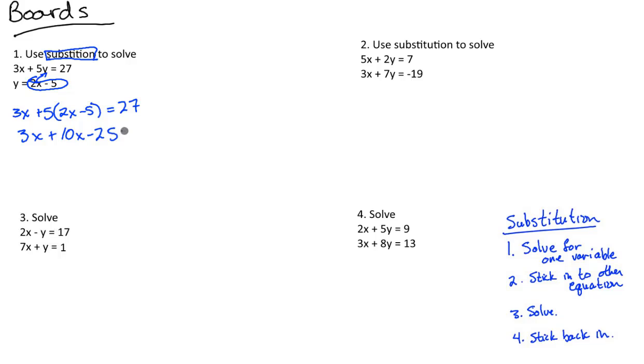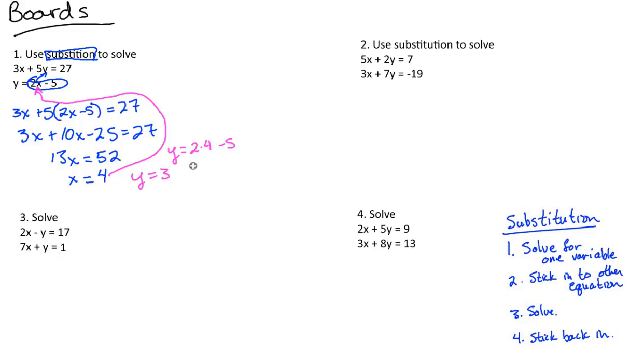10x minus 25 equals 27. So add these two together and we get 13x. Add 25 to the other side and we get 52. Divide by 13, and we get x equals 4. I think it comes out nice as 4. We are not done yet. We still have to stick that 4 back up in. You could do it into either one of them, and you get y equals 2 times 4 now, minus 5. So 8 minus 5, y equals 3. So that means we have the point (4, 3).